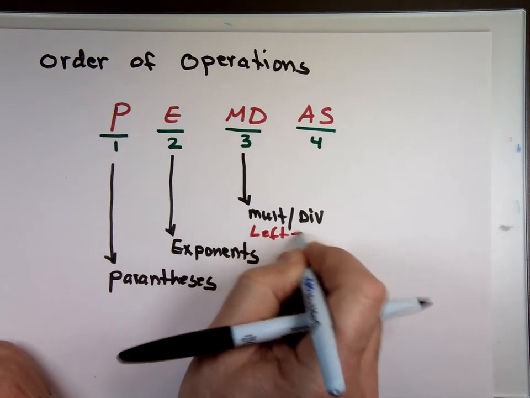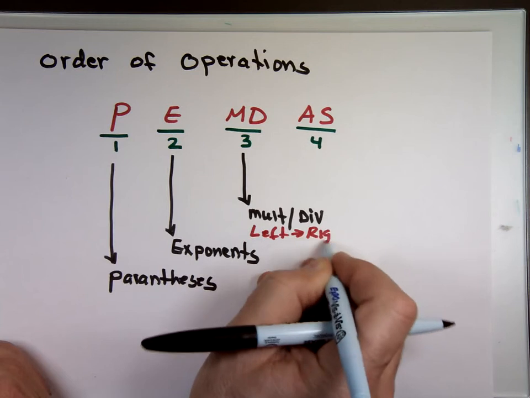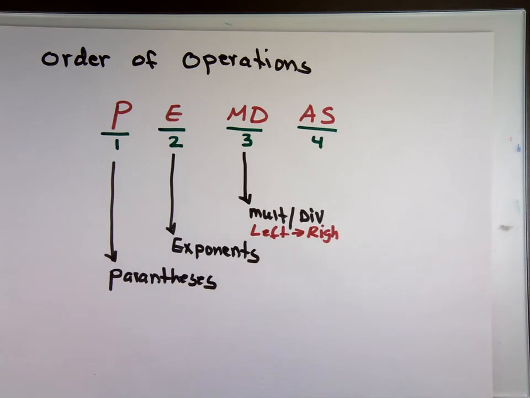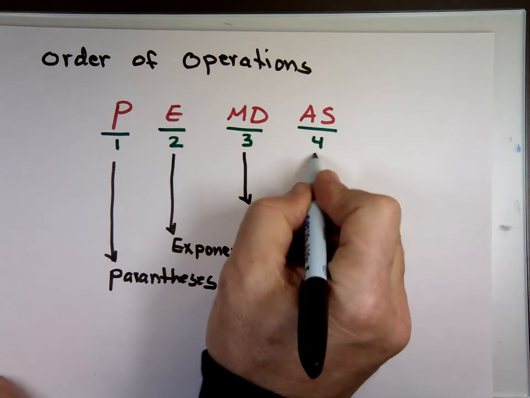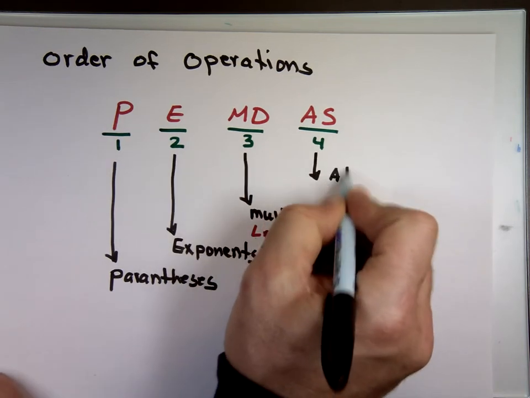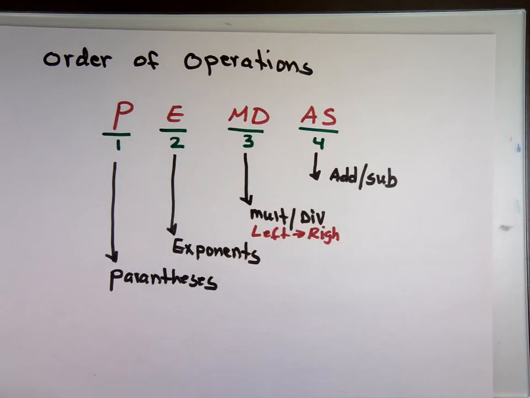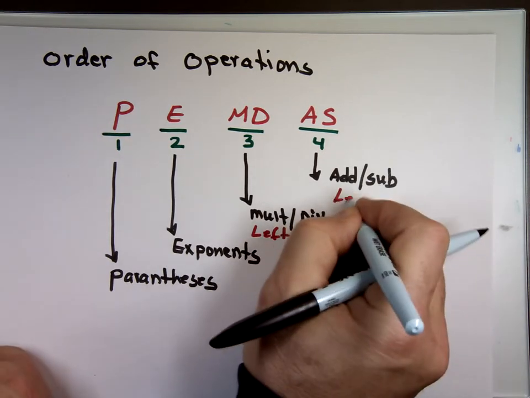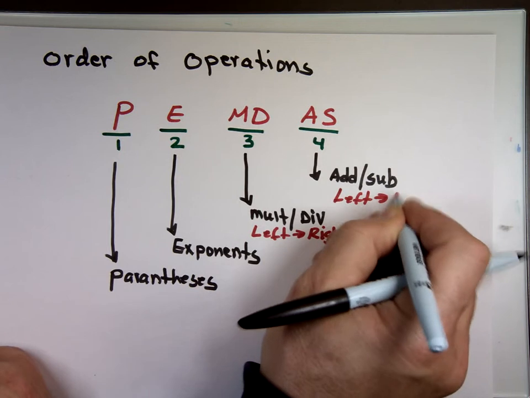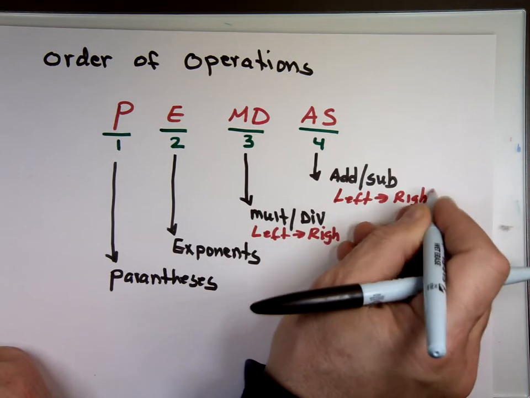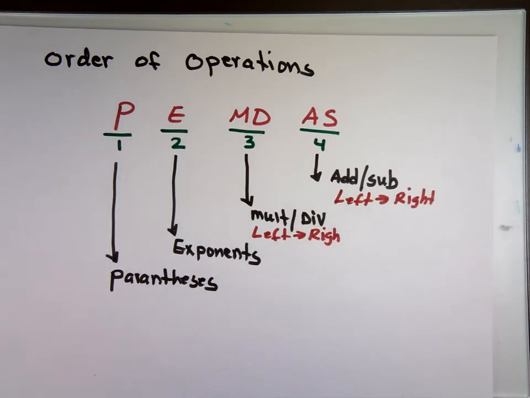And if you see multiplication first, you multiply. If you see division first, you divide. But you go left to right. And the last thing we do is what? Additions and subtractions, again, left to right. You guys don't need me. So that's the order of operations.